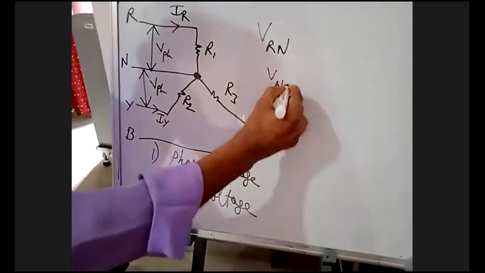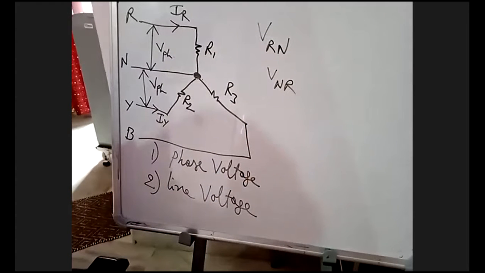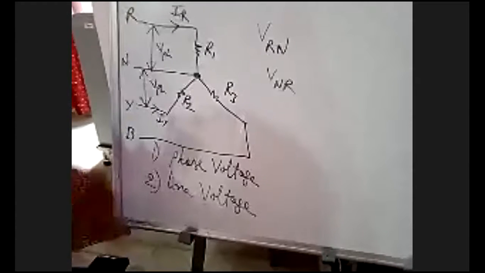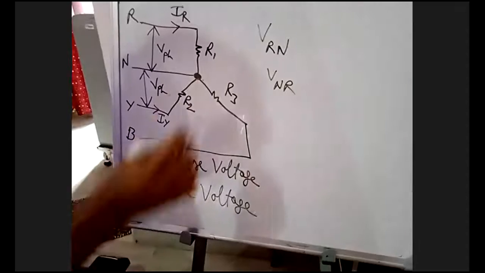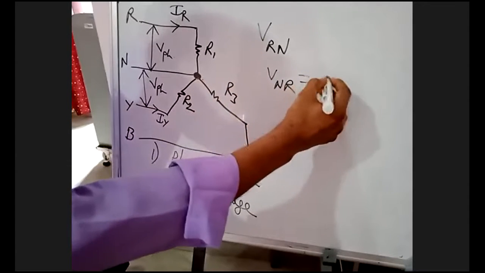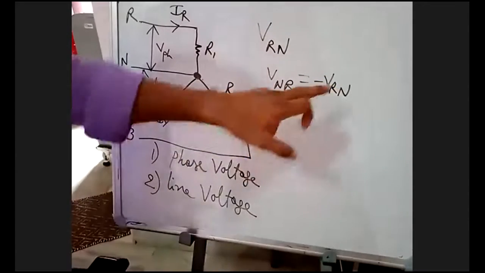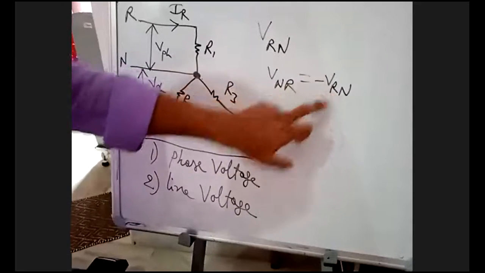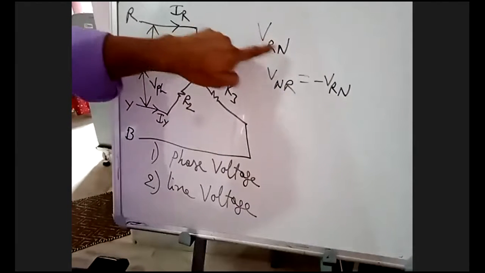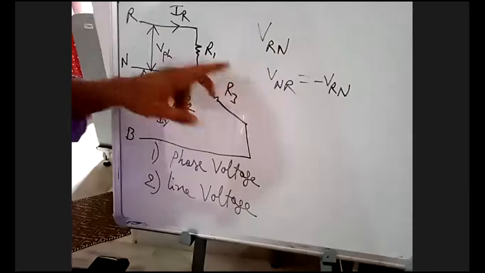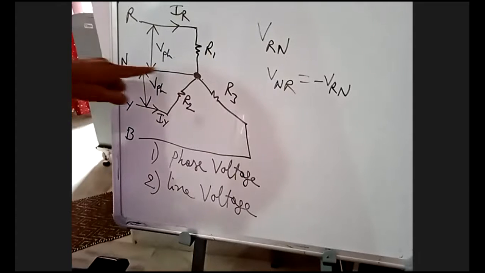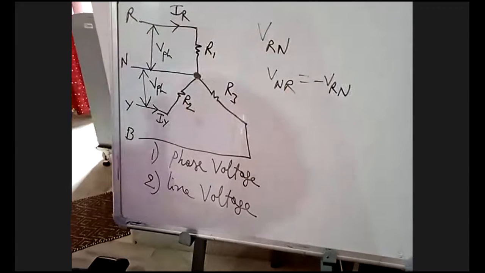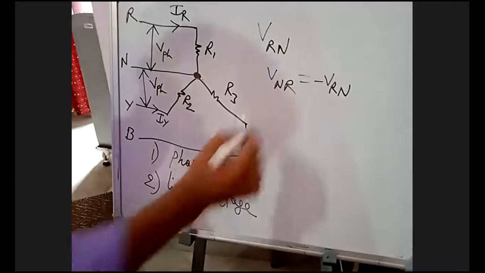If I take VNR, what is the meaning of this? Current flows from neutral to phase. That means VNR can be written as minus VRN. If you represent minus VRN, the current is flowing from neutral to phase. If current flows from phase to neutral, it is called positive phase voltage. If current flows from neutral to phase, it is the negative phase voltage. Remember this.